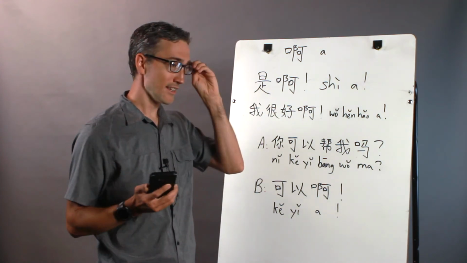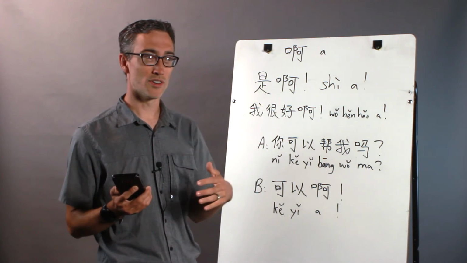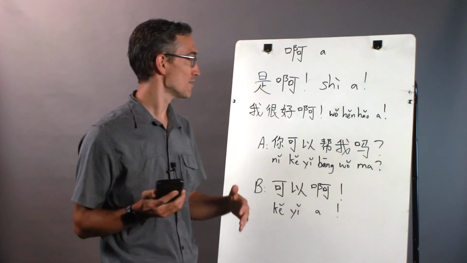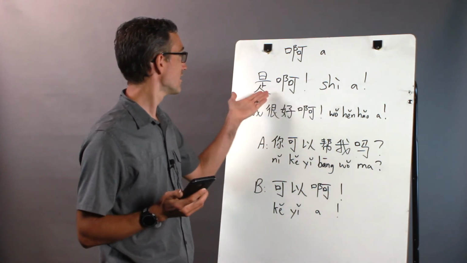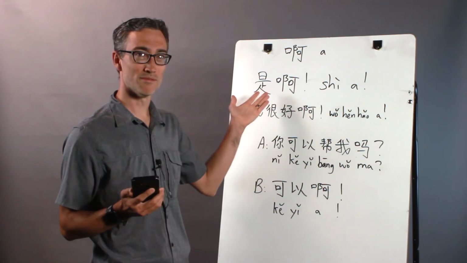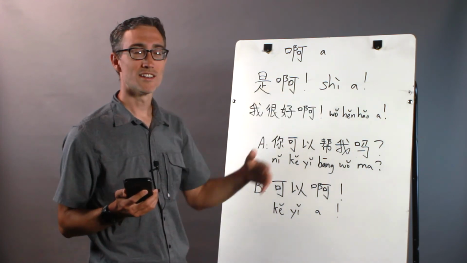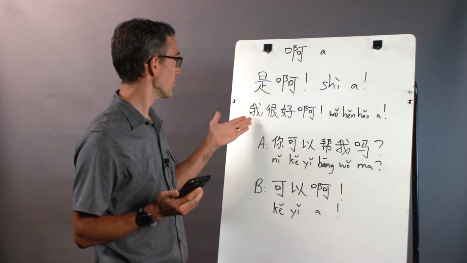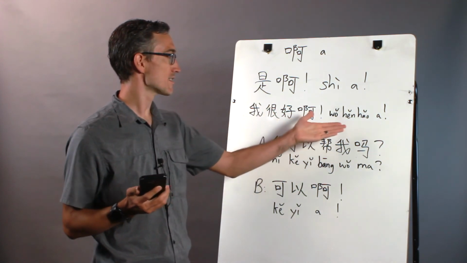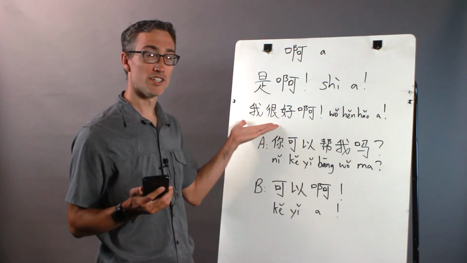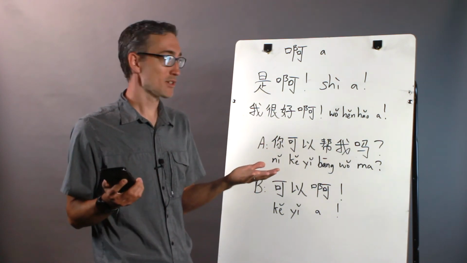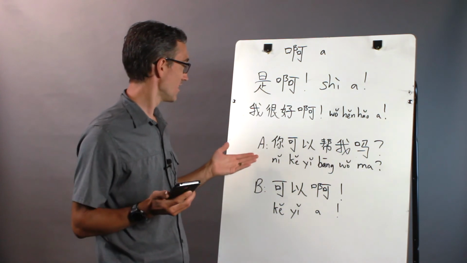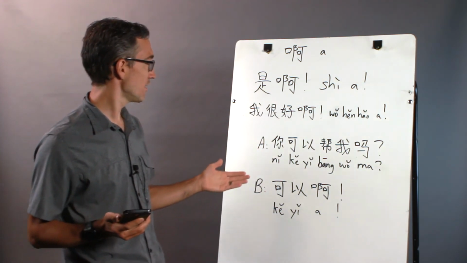If I want to say, it's true, or that's so, or someone says, are you really 42? And I'd say, yeah, yes I am. I could say, 是啊, that means it is, or that's so. 是啊, the a makes it like an exclamation point. How about this one? 我很好啊. 我很好 means I'm very good. And the a just makes an exclamation point, basically. 我很好啊, I'm great.